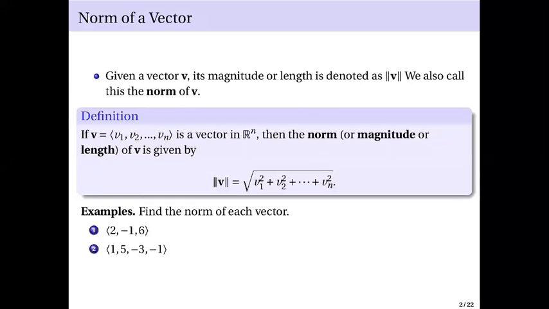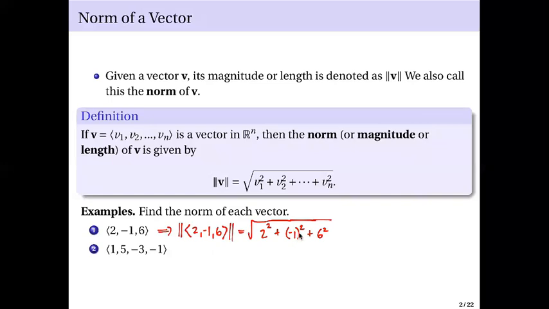So for example, we want to find the norm of each of these vectors. Here, let me write the solution. For this one, we want to find the norm of the vector ⟨2, -1, 6⟩. I am still using these angle brackets because I am talking about a vector. According to the definition, this becomes the square root of 2 squared plus (-1) squared plus 6 squared.